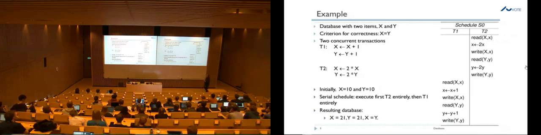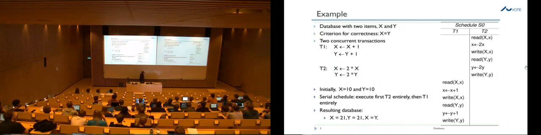Well, and indeed, if at the beginning both x and y get the value of 10, and we invent this serial schedule, it's quite obvious, right? One transaction done completely, followed by another. Then what do you get? First, you have both values doubled because of transaction 2, and then you have both values increased by 1. So of course, 2 times 10 plus 1 equals 21.